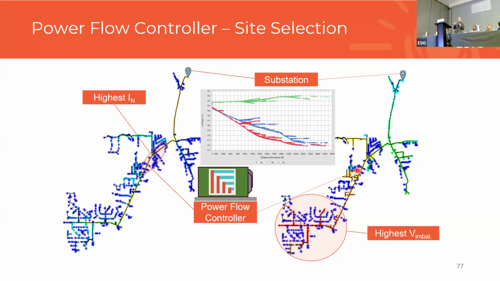So looking at it with this type of heat map gives you a very intuitive grasp of what that imbalance looks like throughout your system and where you might want to put the device. And then similarly, we know we want to push it as close to that area of highest voltage imbalance as we can because we're maximizing the area that we're correcting over.